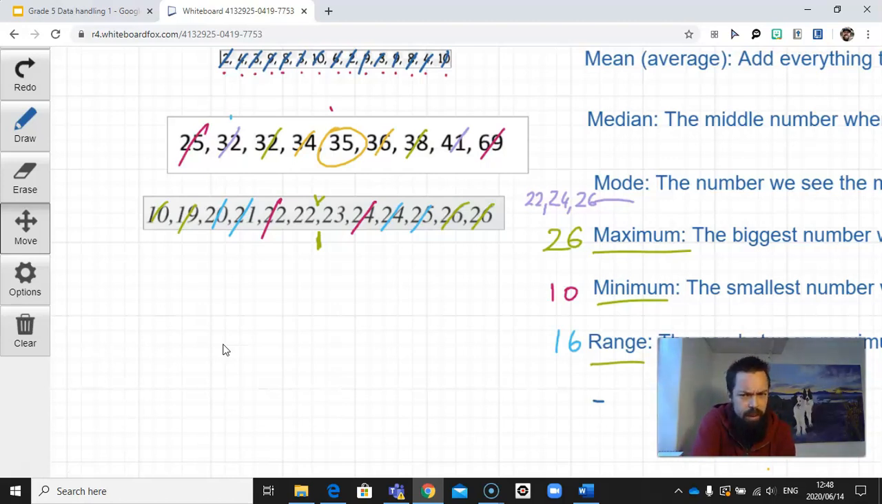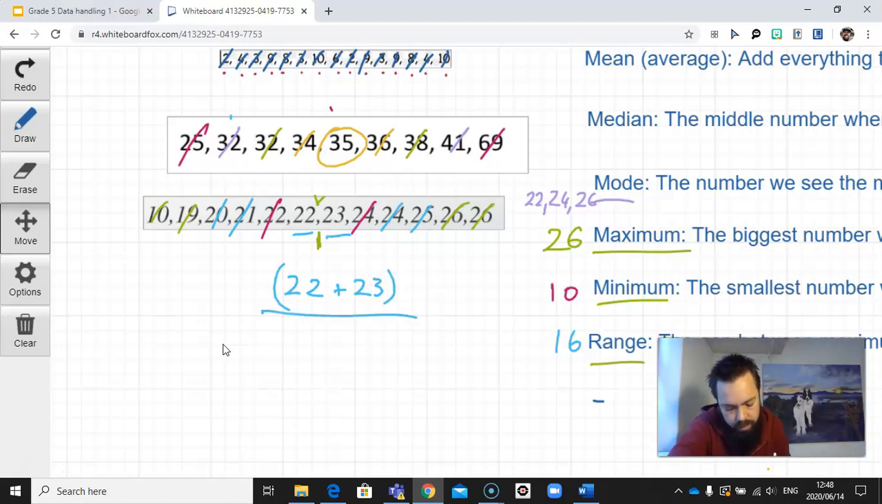But actually, if you think about it, what's halfway between 22 and 23? 22 and a half. Well, that's easy enough. That's all we actually have to do, is find out what's halfway between. The way we'll do that is we'll add these two numbers together, 22 plus 23, and then divide it by 2. You can also write that as divided by 2. It's the same thing. If I add those together, 22 plus 23 is 45, divided by 2.